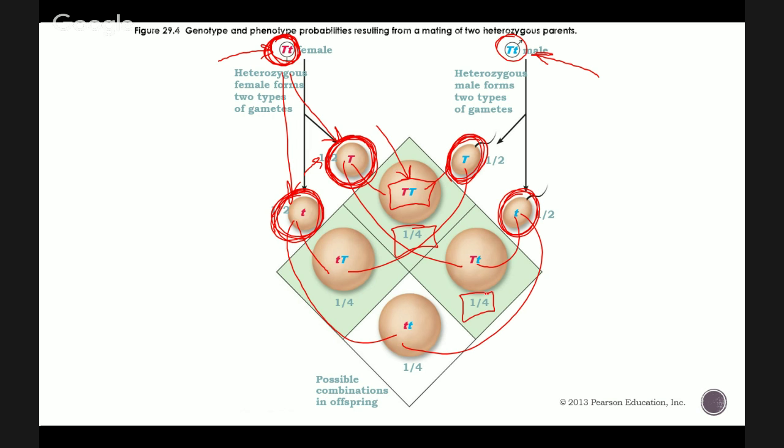They have a 50% chance that offspring is heterozygous for that trait, and then you have a 25% chance that it's homozygous recessive. Okay. We'll play with this a little bit.